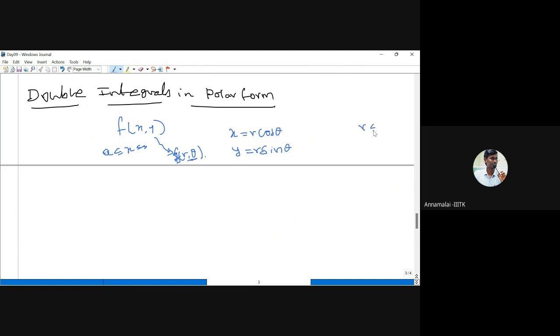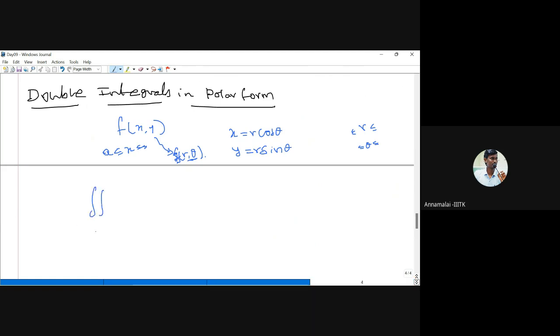Okay, so r is some limit, and theta is some limit. Since theta is an angle, it should be in radians, like 2 pi, or 0, or pi, and so on. So I simply write that formula by the new version of Leibniz theorem.